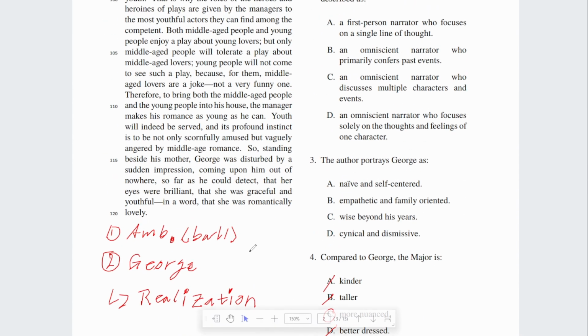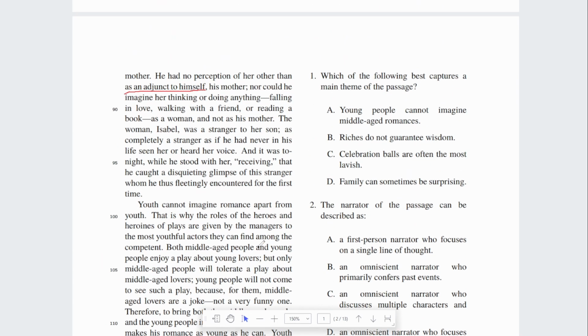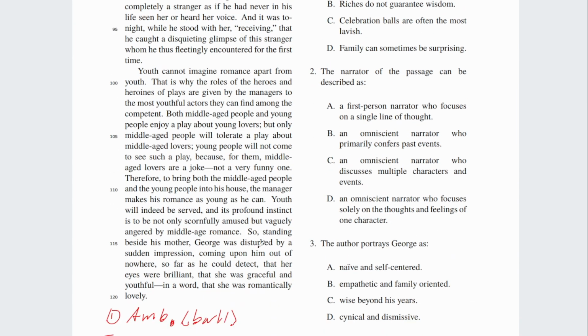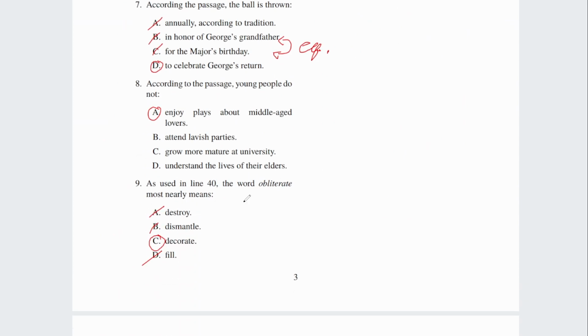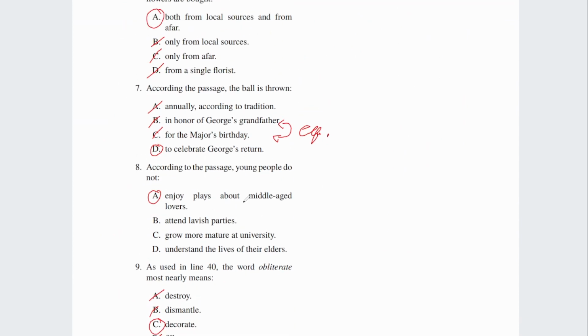Well, this was in George's realization, right? George being the young person, what's going on in his head? That's the realization. And in fact, it's right here. Youth cannot imagine romance apart from youth, right? Both middle-aged people and young people enjoy a play about young lovers. Okay, I remembered that right. But only middle-aged people will tolerate a play about middle-aged lovers, right? Only middle-aged people. So we know that if only middle-aged people enjoy a play about young lovers, young people will not enjoy a play about middle-aged lovers. And again, we can eliminate a lot of these answer choices pretty quickly.